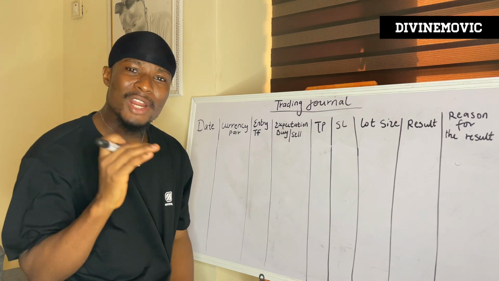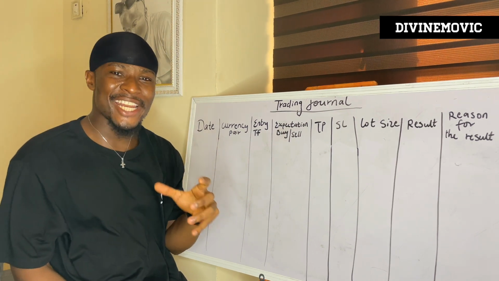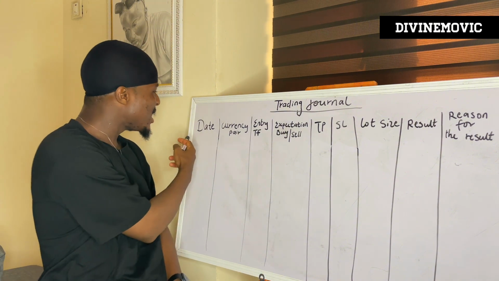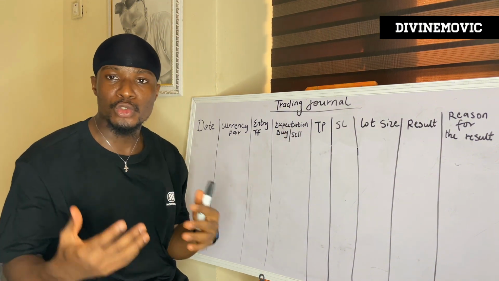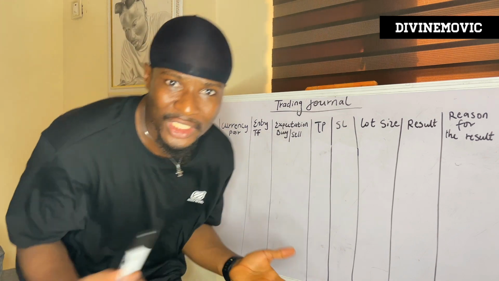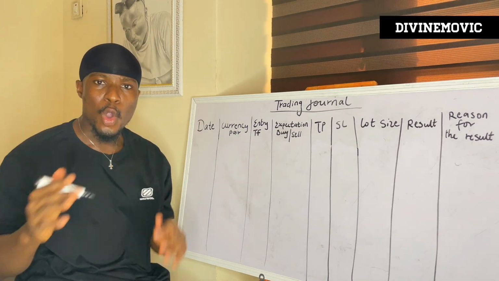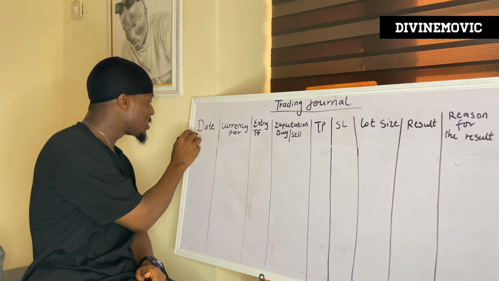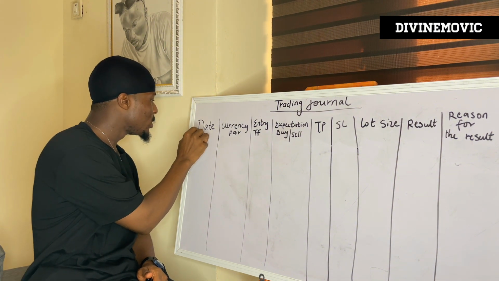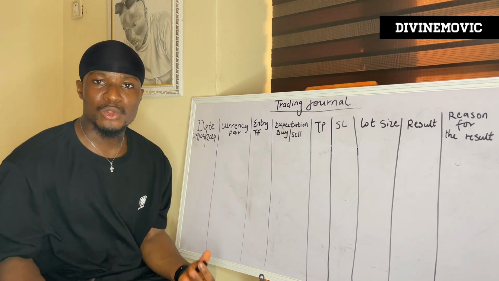For you to journal the right way, you simply need to provide data for the information I've written on the board here. First, the date on which you took the trade. For instance, let's assume you took a trade today, and today is 29th of April 2024. What you simply do is write it in your trading journal: 29th of April 2024.